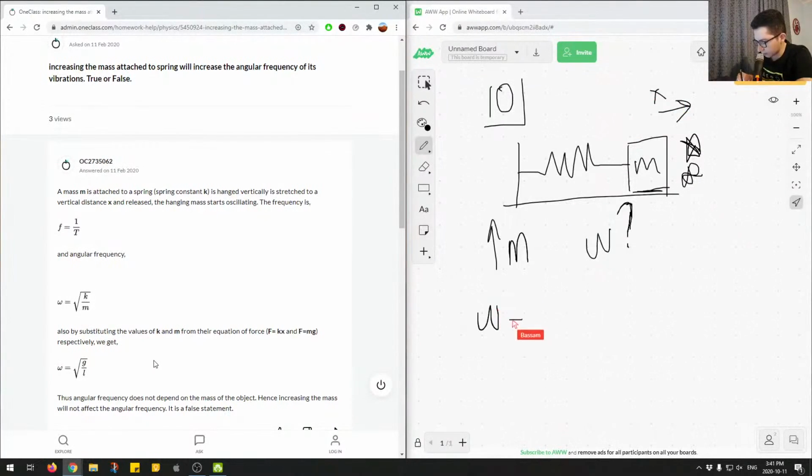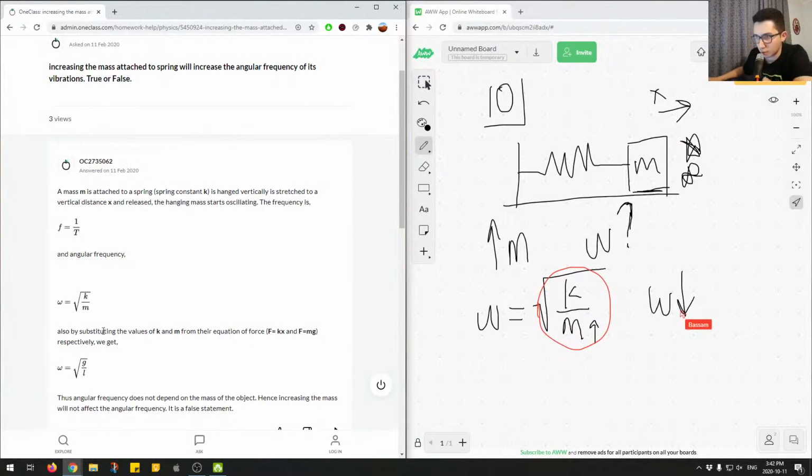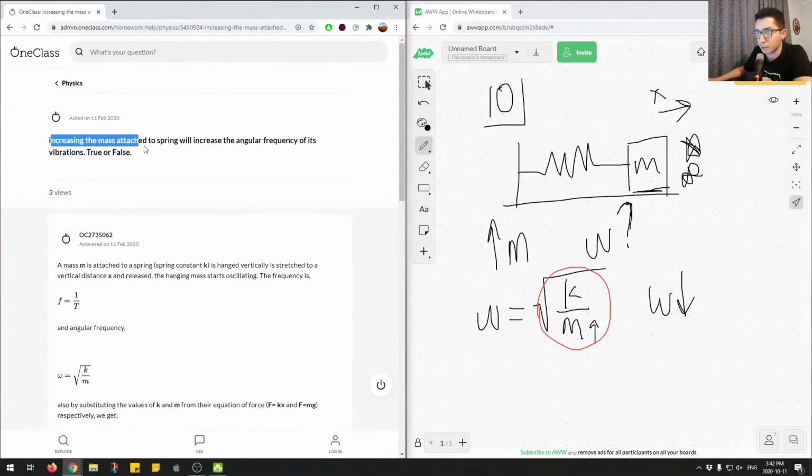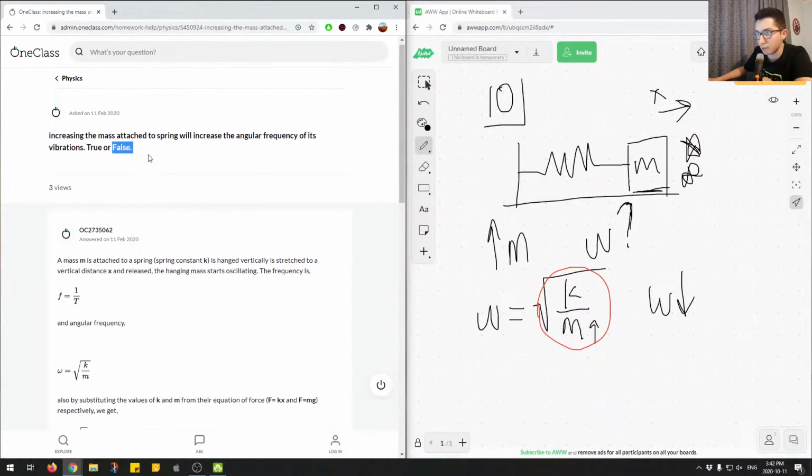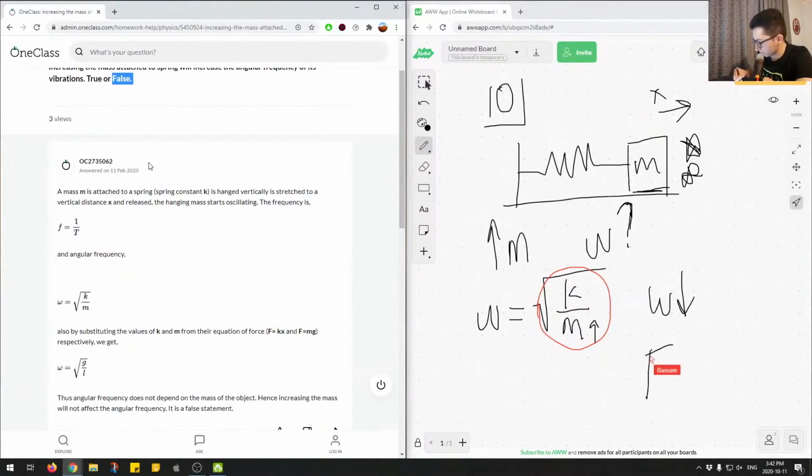So the equation for the angular frequency is the spring constant divided by the mass. So even if we were to increase mass, since mass is in the denominator, if we were to increase this, all of this will decrease. So w will go down. So here we're saying increasing the mass attached to the spring will increase the angular frequency. So this is false. So we know that the answer is false.